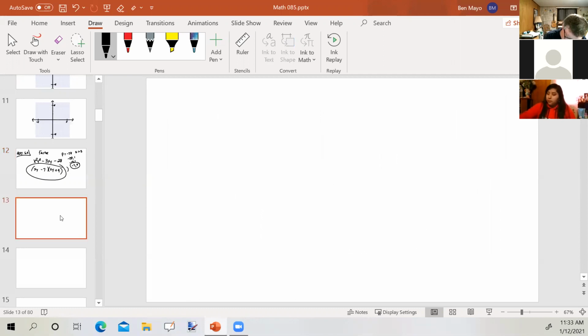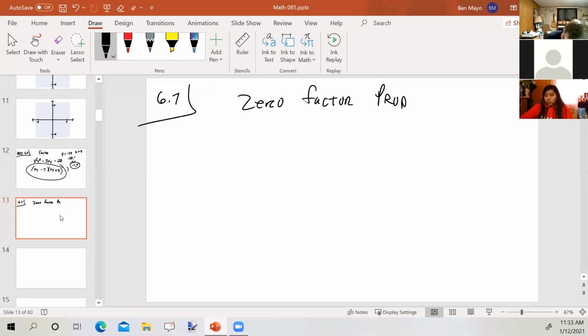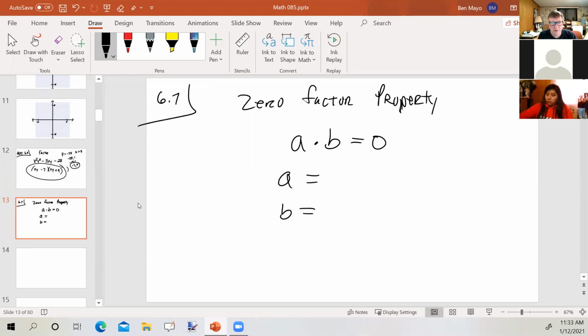Okay. So here we go, 6.7. 6.7 is about the zero factor property, which works basically like this. If I have A times B equals 0, what could I say about A or B? Wouldn't at least one of them have to equal 0?